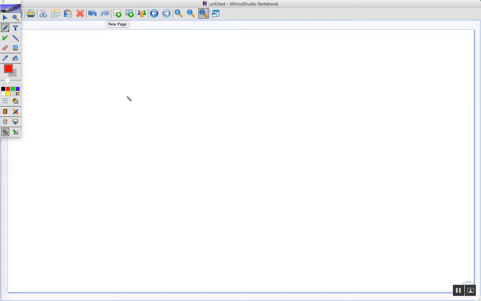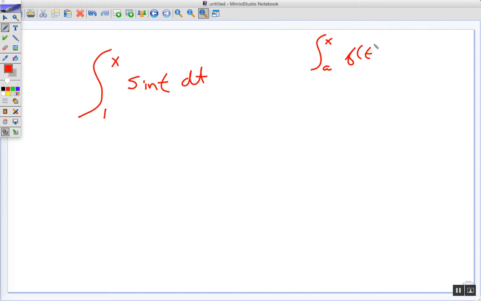So here, let's look at the integral from 1 to x of sine t dt. So this satisfies our theorem here. We have a to x, f of t, and that states that if we take the derivative, that's going to be equivalent to f of x.